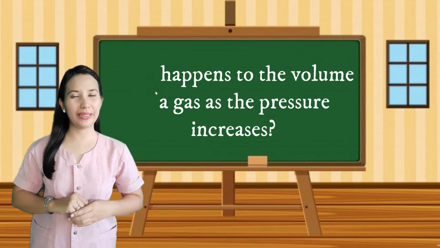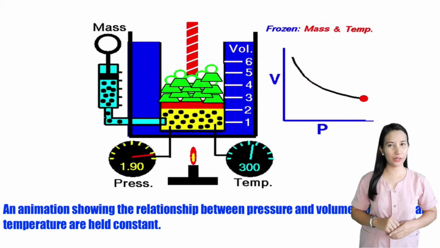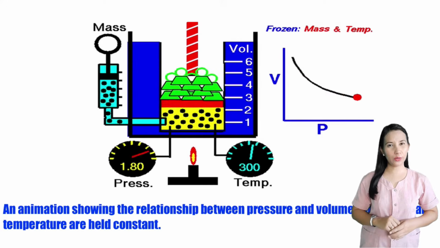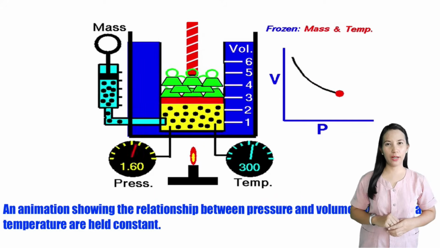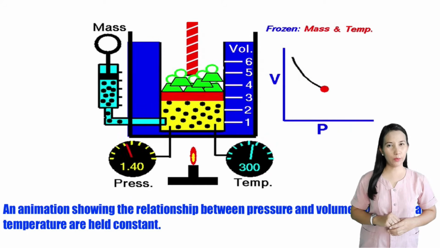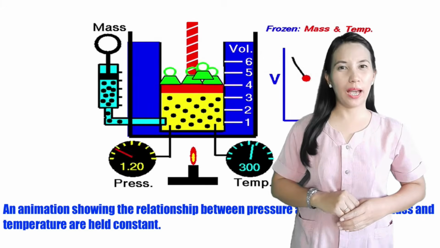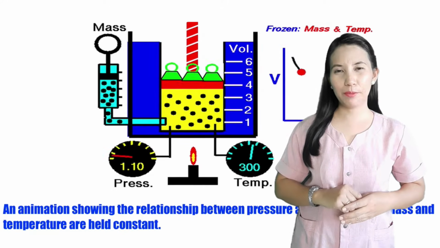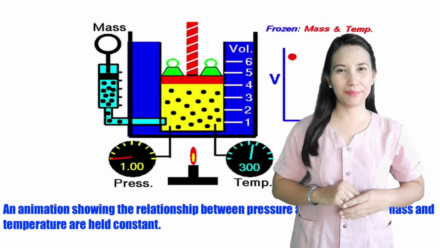as the pressure increases. This animation shows a constant temperature reading of 300, pressure reading from 1 to 2, and volume from 1, 2, 3, 4, 5, and 6. Now, observe what happens to the volume of the gas as the pressure increases. Observe what happens to the volume reading as the pressure reading of the gas increases from 1 to 2.